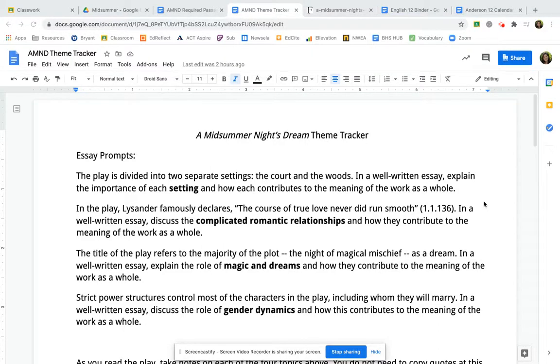I'm going to walk you through how to fill in the A Midsummer Night's Dream theme tracker. It'll be really important that you keep up with your theme tracker because it helps you plan for your theme essay after we finish reading the play.